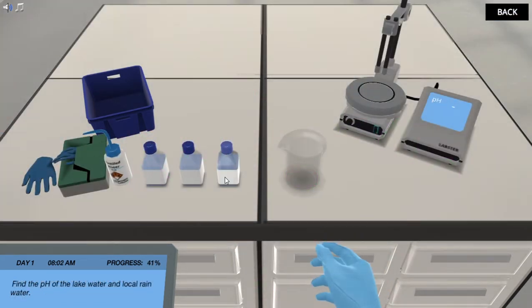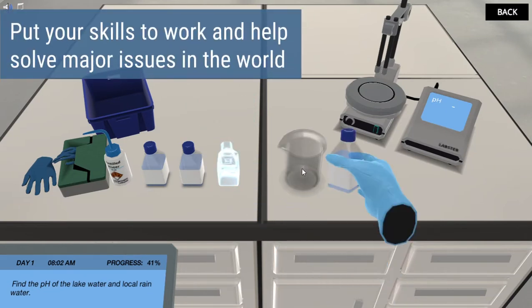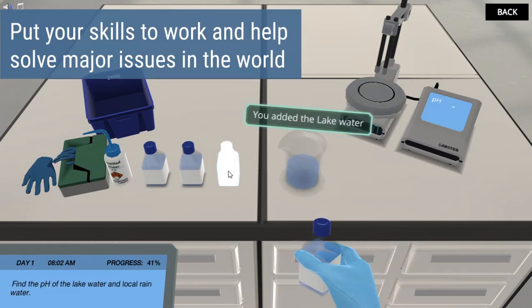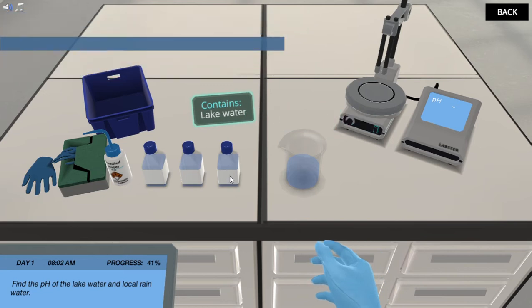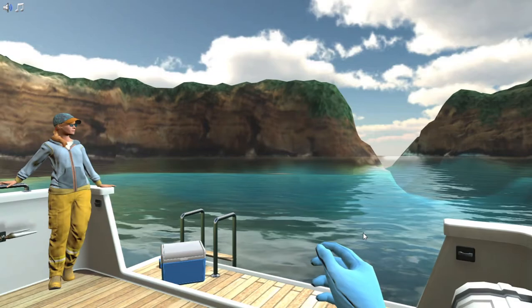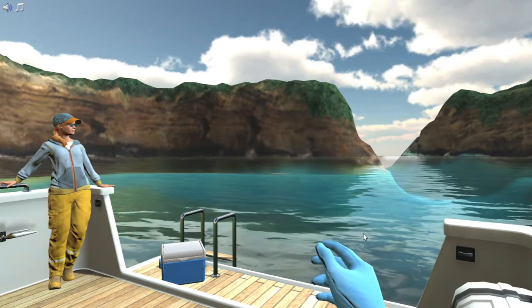Understanding acids and bases will help you solve some of the major issues in the world today. Will you be able to use your acids and bases knowledge to help Victoria solve an environmental disaster?